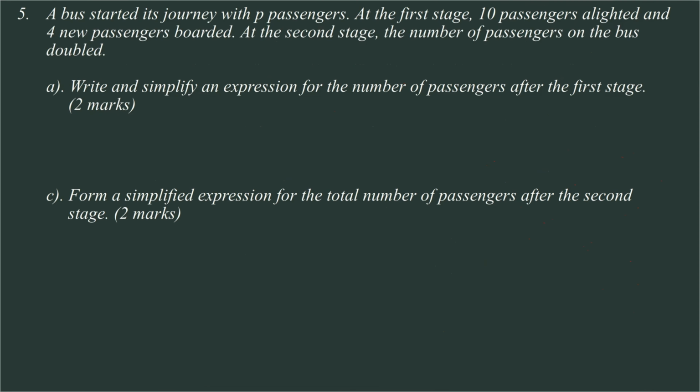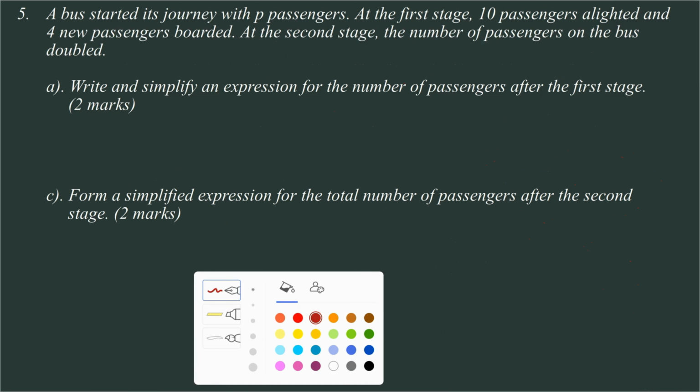And the last one, a bus started this journey with B passengers. At the first stage, 10 passengers alighted and 4 passengers boarded. At the second stage, the number of passengers in the bus doubled. Write and simplify an expression for the number of passengers after the first stage.